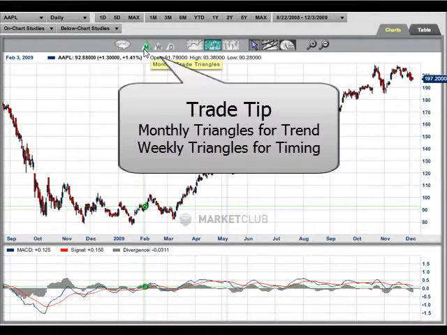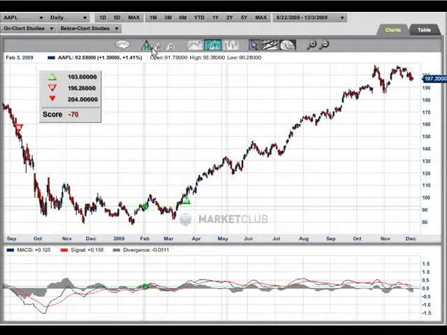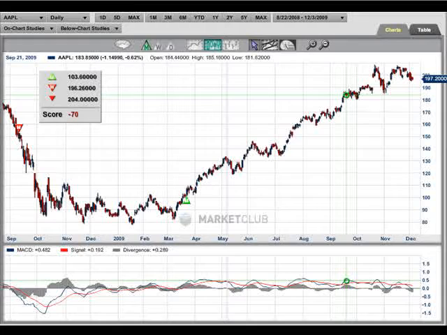You click here. This is the monthly trade triangle, the weekly, and the daily. Now, on stocks, we don't use the daily. We just use the monthly for trend and the weekly for timing. So put that in first of all. And as you can see, we've had a couple of signals, and those signals are as follows.